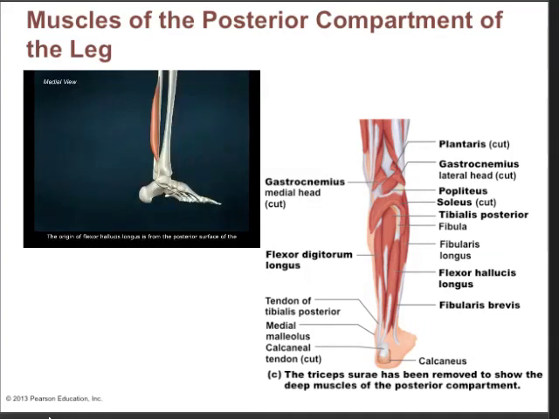The origin of flexor hallucis longus is from the posterior surface of the fibular shaft. The tendon of flexor hallucis longus passes posterior to the medial malleolus of the tibia and inserts onto the base of the distal phalanx of digit 1, also known as the big toe. Flexor hallucis longus flexes all of the joints of digit 1 and assists in plantar flexion of the foot at the ankle. It is innervated by the tibial nerve.